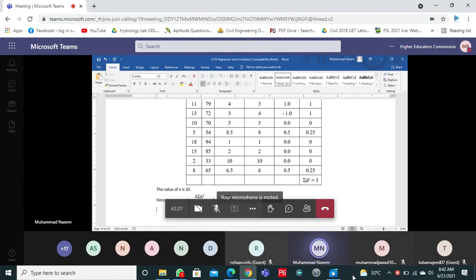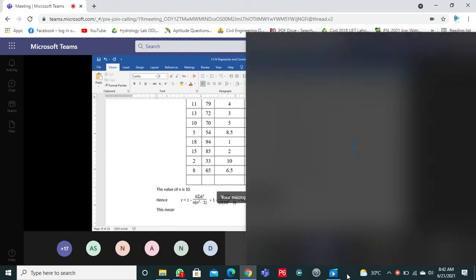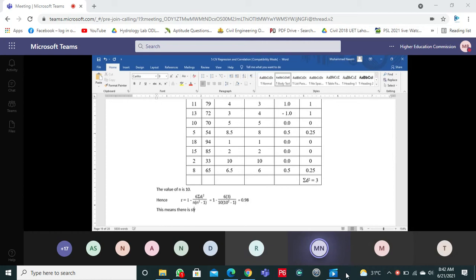What is this showing? This means there is a strong positive correlation between x and y. This is our conclusion, as the value is very near to +1.